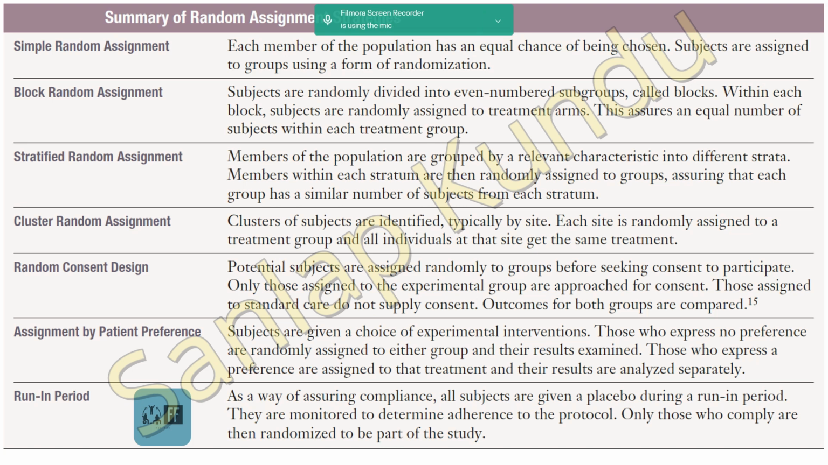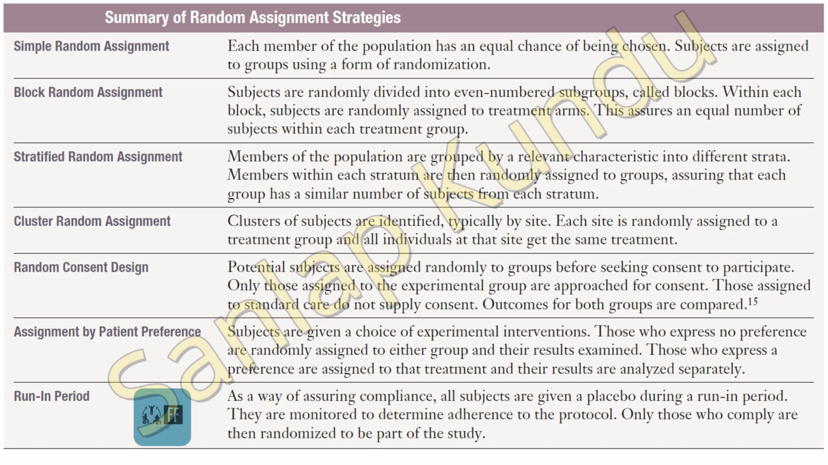Other than that, there is stratified random assignment, where members of the population are grouped by relevant characteristic into different strata. For example, if an intervention affects men and women differently, gender becomes a confounding variable. Therefore, rather than hoping that random assignment will evenly distribute subjects by gender, we can stratify the sample to assure an equal distribution.